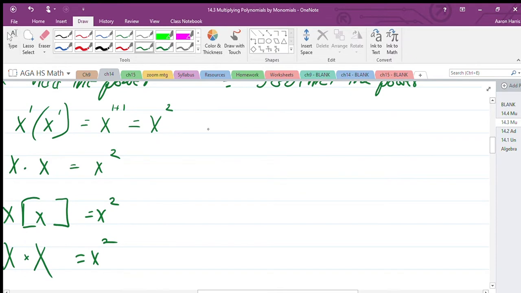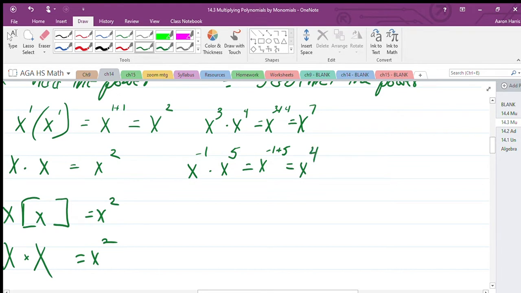We need to be able to say x to the third times x to the fourth and get 3 plus 4, which is equal to what? X to the seventh. What about x to the negative 1 times x to the fifth? Same thing. Put negative 1 plus 5. And what do you get? 4. So x to the fourth. You are always just going to add the powers. Does that make sense?